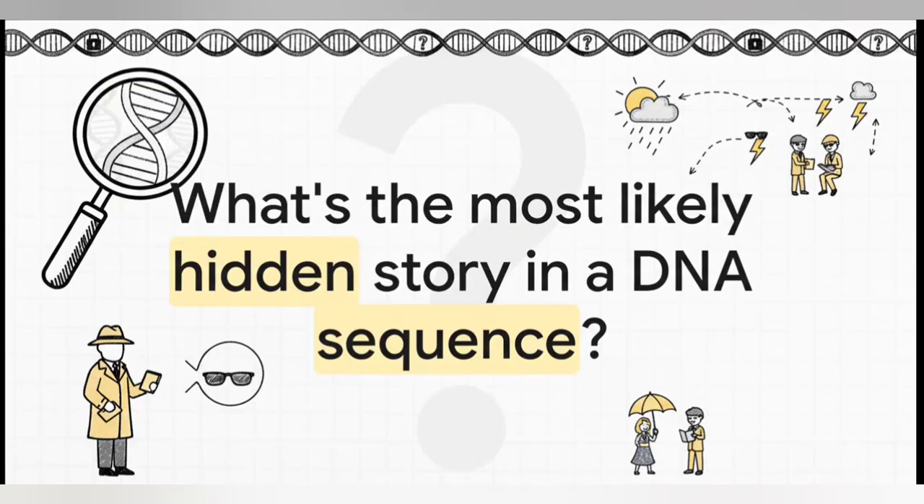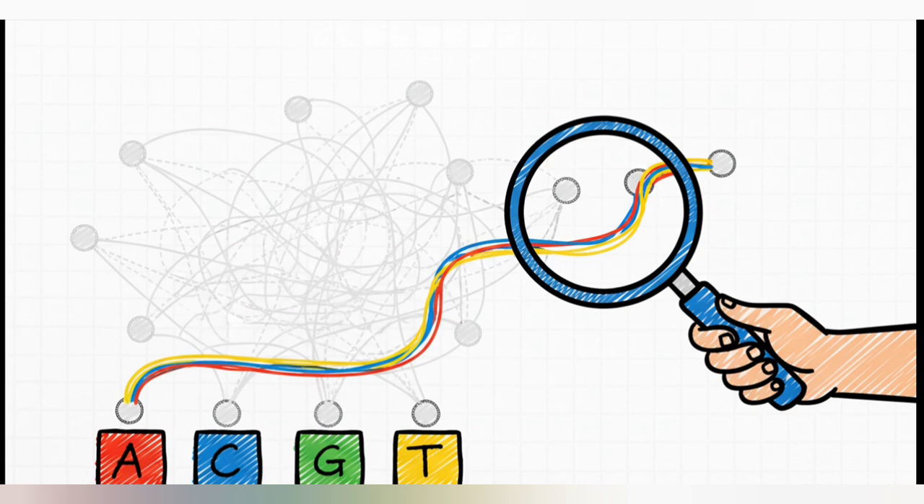This is the million-dollar question for a bioinformatician, isn't it? You're given this huge string of letters. What is the single most probable path of hidden states, the most likely story that could have created it? And the tool for that job is the Viterbi algorithm.